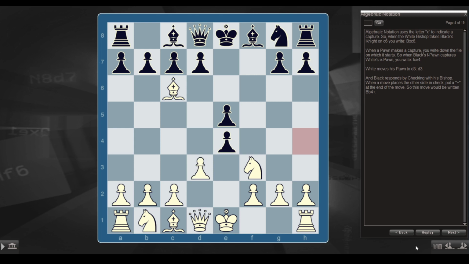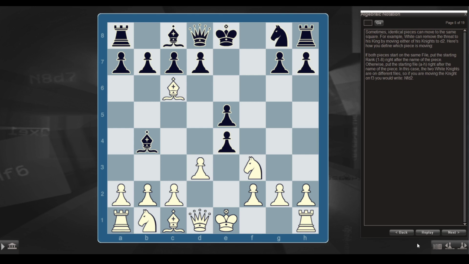White moves his pawn to D3, D3. And black responds by checking with his bishop. When a move places the other side in check, put a plus sign at the end of the move. So this move would be written capital B, B4, plus.